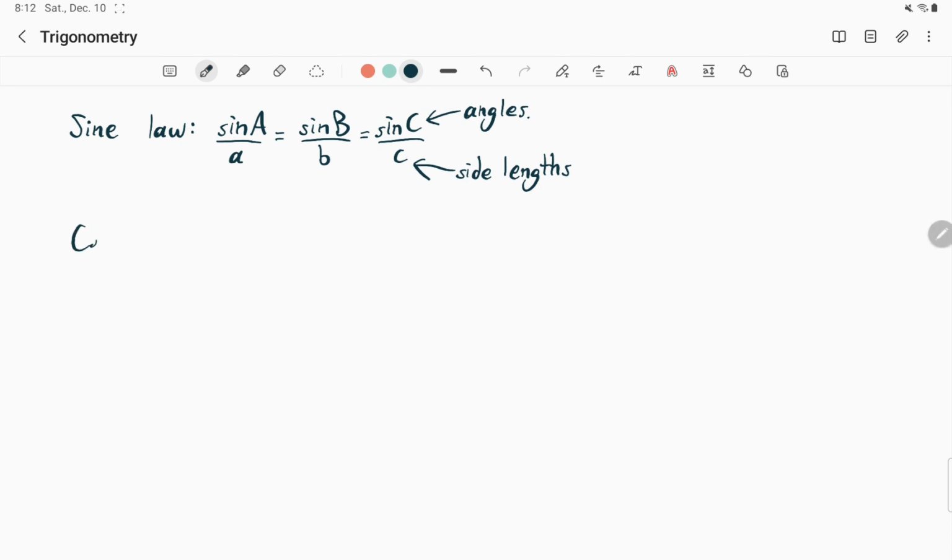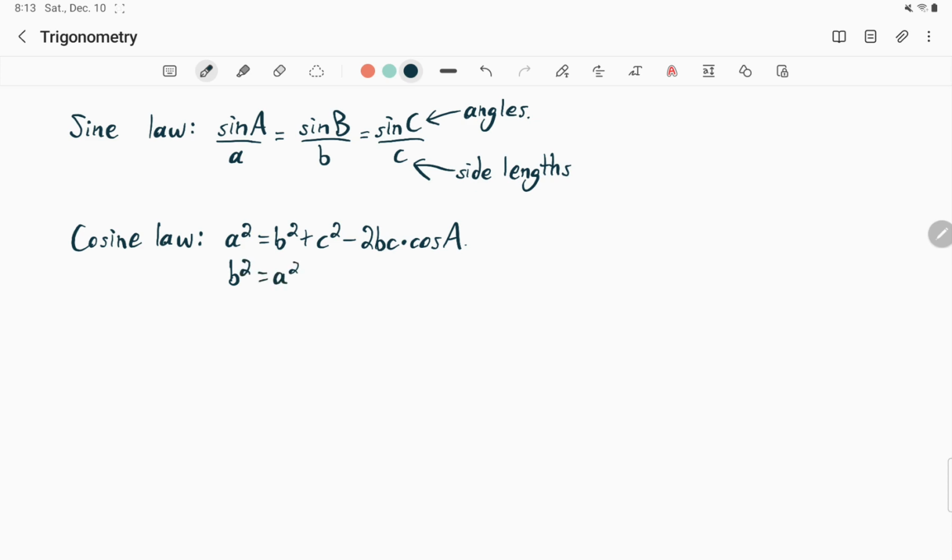And what is cosine law? Well, there's really just one cosine law, but it's written differently. If you Google it, you'll see more than one formula. But essentially, it's a squared equals b squared plus c squared minus 2bc times cos of angle big A. That's cosine law. I'll write out the other versions, but these are all essentially the same thing.